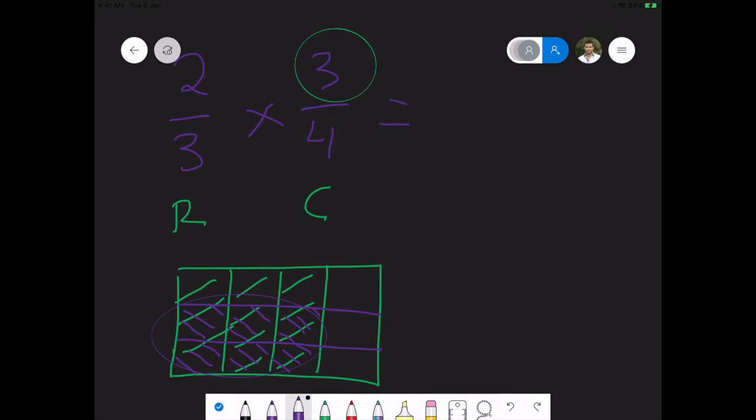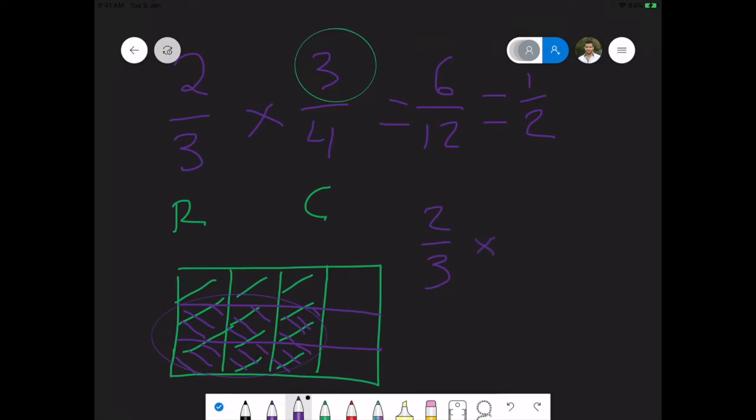Now, how many blocks are selected? I see 6 out of 12, which is my whole, which I can further simplify by dividing them both by 6, which is 1/2.